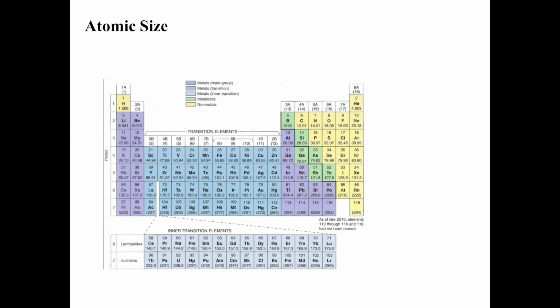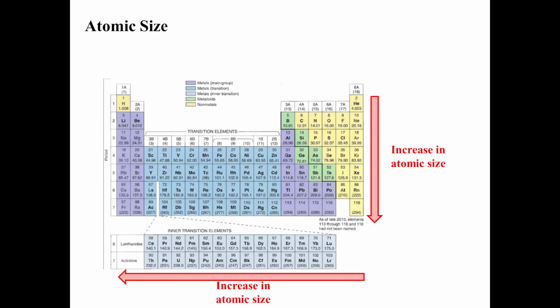So one of the first periodic trends we're going to talk about is atomic size. The overall rule for atomic size is that as we go down the periodic table, we increase in atomic size, and this is the larger of the two effects. As we go from right to left, we also increase in atomic size, but this is the lesser of the two effects. So why does this occur?